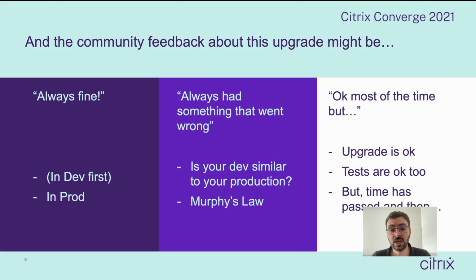The feedback shared by the community on Reddit, Twitter, Slack, and forums is one of these. It's always fine if you have a dev that's similar to your prod, and both have been upgraded successfully. Or maybe you don't have any dev environment and you went live in production right away and it worked. Or the feedback might be, I always had something that went wrong during an upgrade.